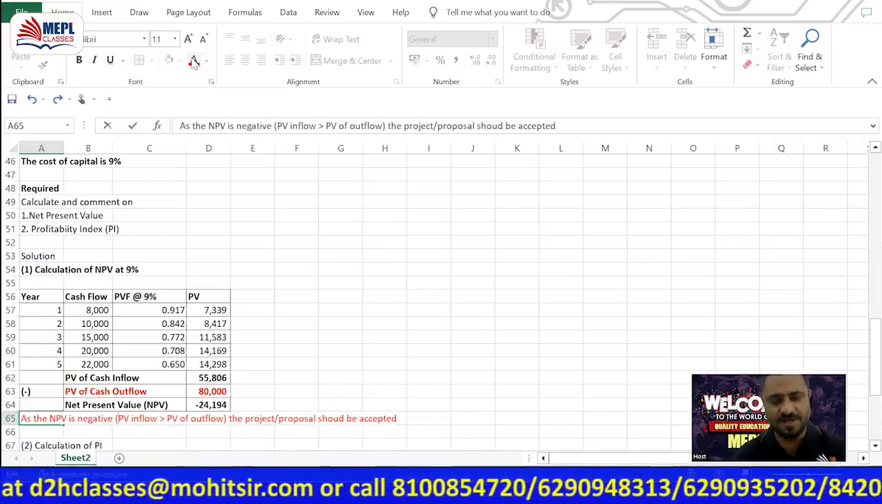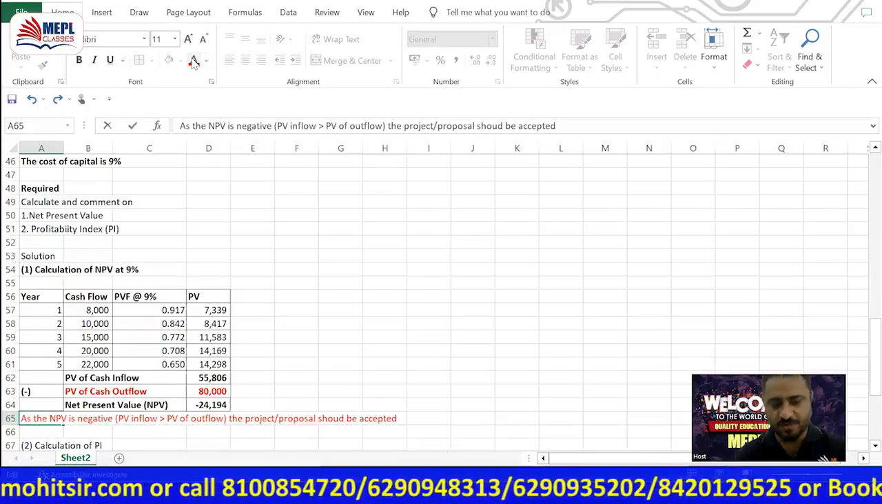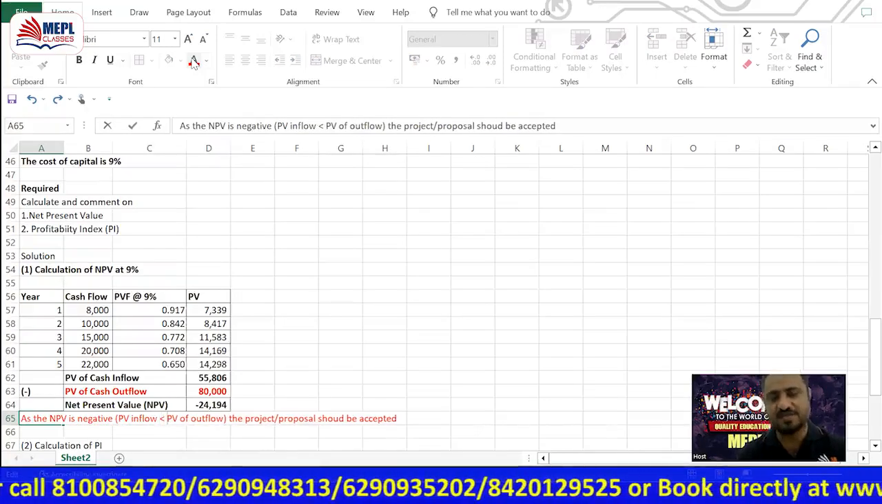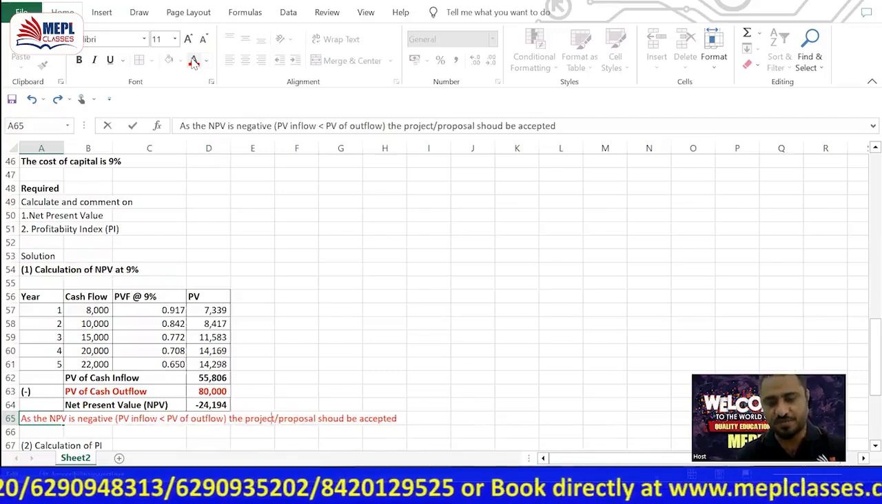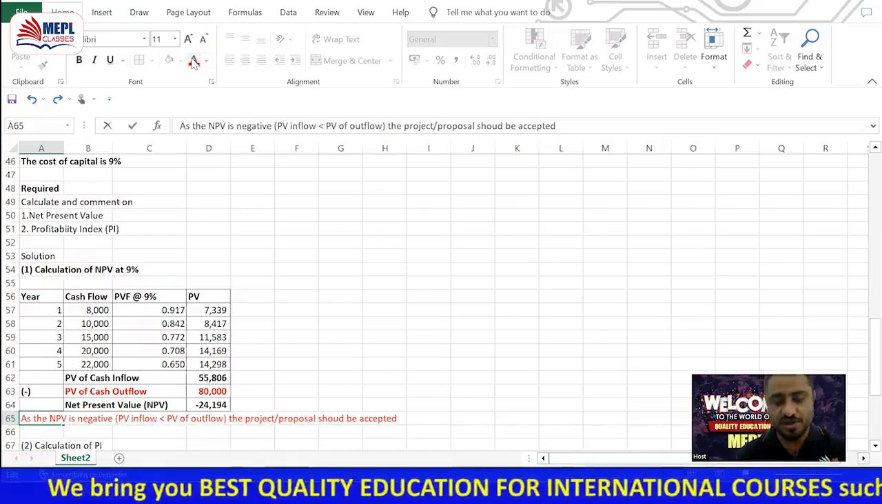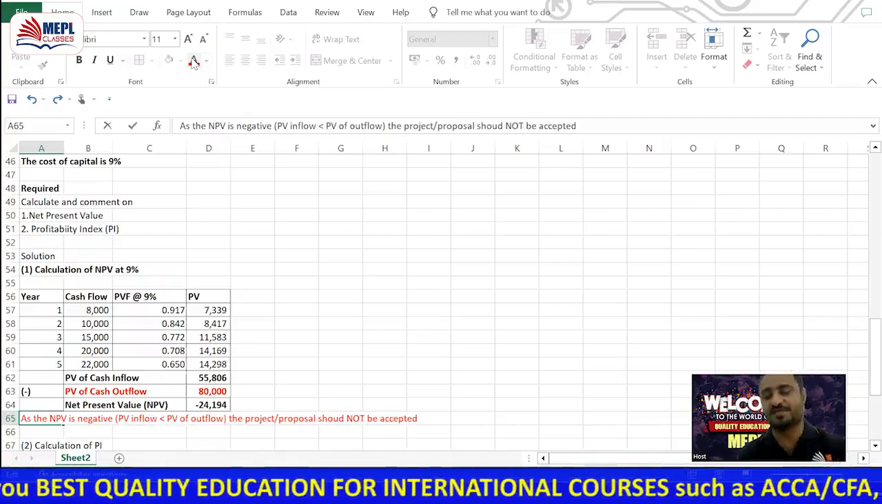Why will NPV be negative? Because the present value of inflow is now less than the present value of outflow. The project or proposal should not be accepted.